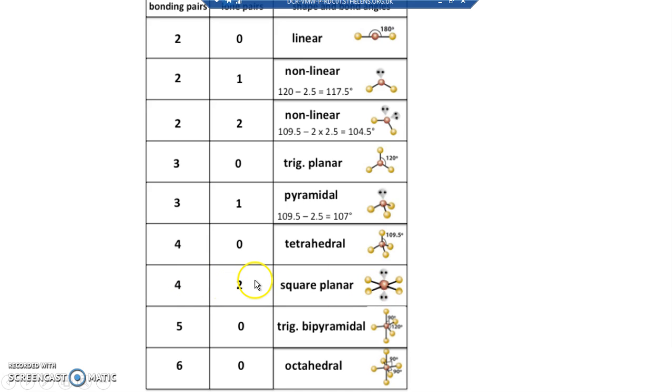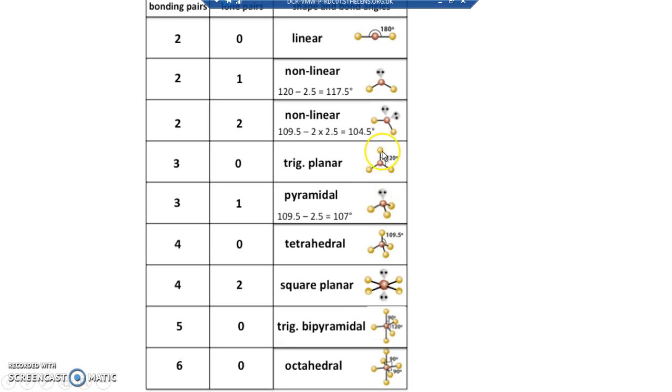4 add 2 is obviously larger than 3, so you would expect it not to be linear, but in this case it's linear because, you'd expect it not to be planar, but in this case it is planar because the two lone pairs push the 4 bonding pairs into a planar shape, bond angle 90.